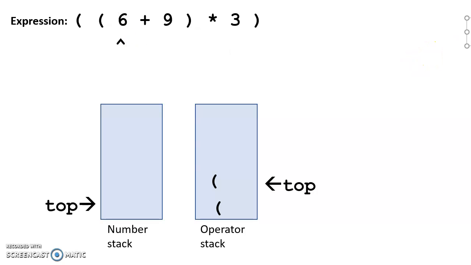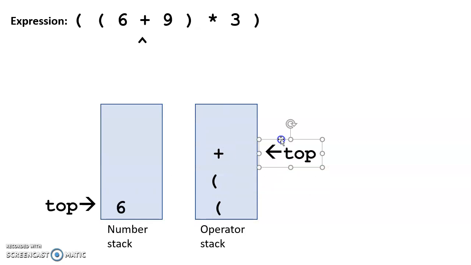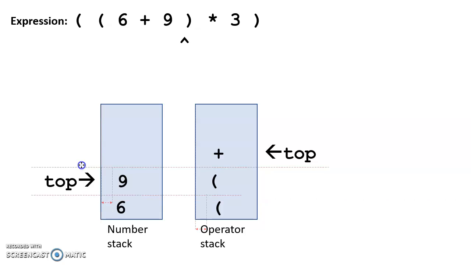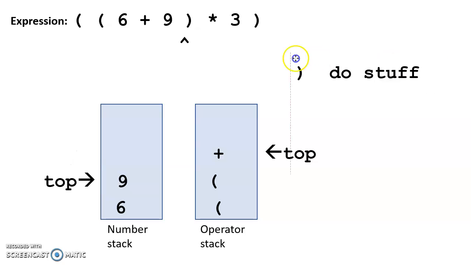This is a number. So the number is put onto the number stack. My top is already there. I'll go to the next character, and this is a plus. It's an operator. That goes to the operator stack. Then I go to the next character. This is a 9. That's a number. That goes to the number stack. Oh, whoops. When I did my number stack, sorry, I forgot to advance top. It's the top. Now I'm getting here to this close paren.